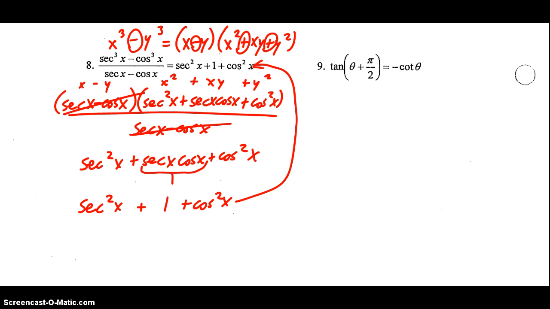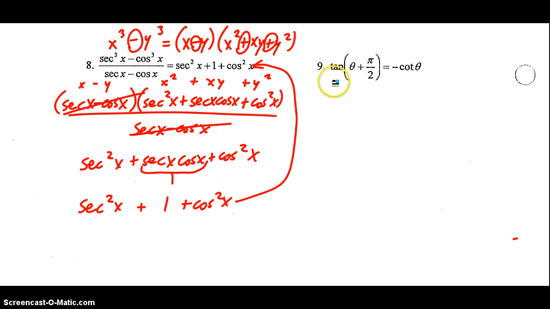On this one, you might be tempted to use the tangent of a plus b formula. But if you do, I think you end up with a little bit of an issue on the bottom, right? Well, actually, even on the top. You end up with tangent theta plus tangent pi over 2. And tangent pi over 2 is undefined, right? And we end up with some crazy stuff happening. So let's try something else, all right?